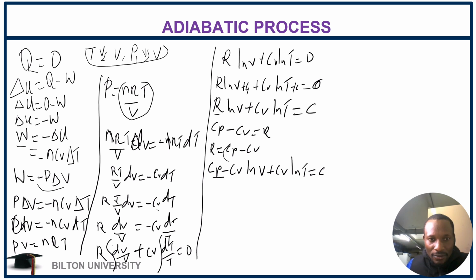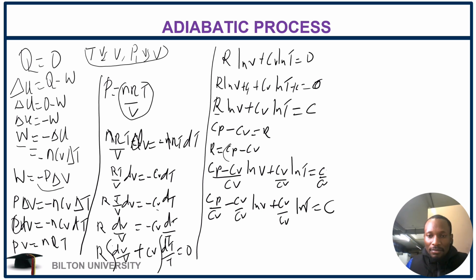And we can divide both sides by C_V, and because this is a constant, we can divide by this constant, and this can be rewritten as C_p over C_V minus C_V over C_V, ln V, plus C_V over C_V ln T is equal to constant. Constant divided by constant is constant. So this one can cancel, and this one will cancel.